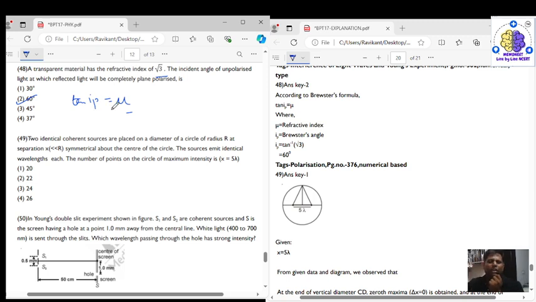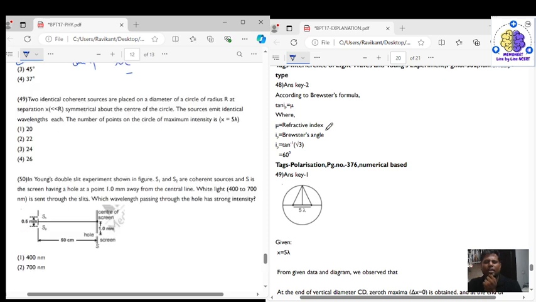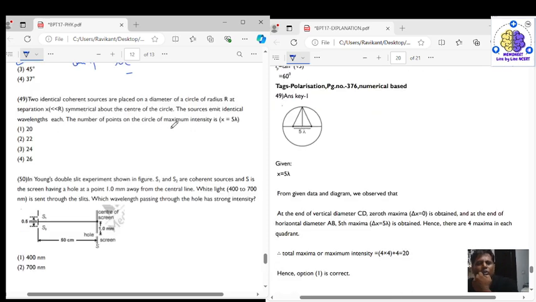Right? Question number 49. Question number 49 says that two identical coherent sources are placed on a diameter of a circle of radius r at separation x, which is much less than r, right? Symmetrically about the center of the circle. The sources emit identical wavelengths each. Now the number of points on the circle for maximum intensity is, where x is equal to 5 lambda. So x is equal to 5 lambda.